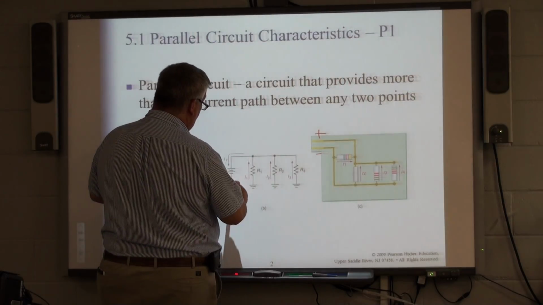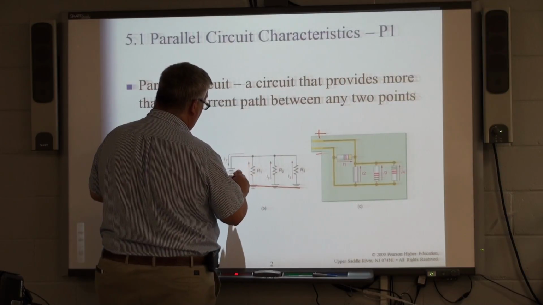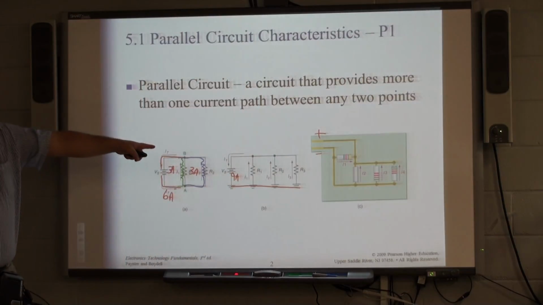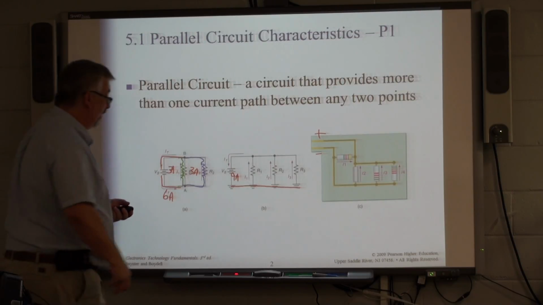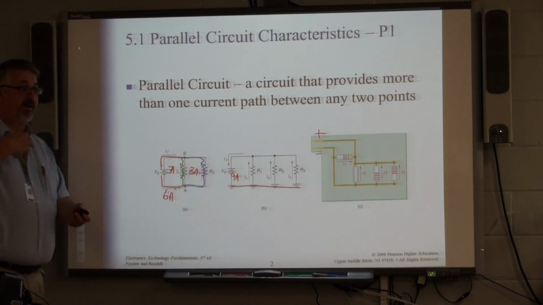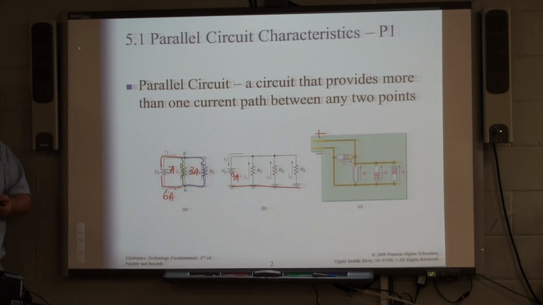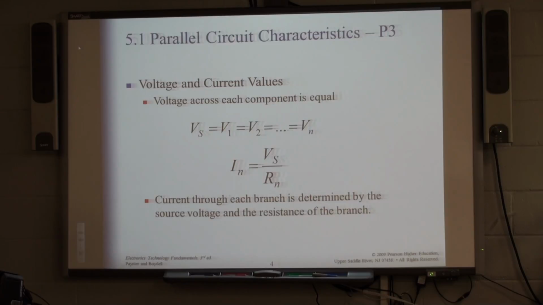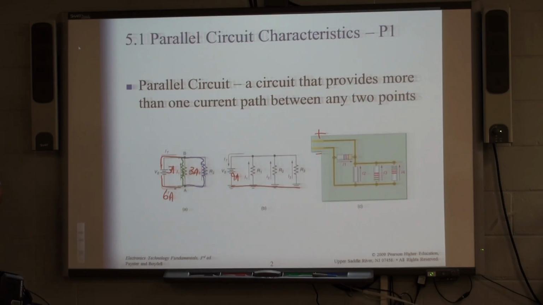If the applied current here was 9 amps, what have I got going through if R1, R2, and R3 were equal? 3 amps, same thing. So again, we can start seeing some things that we can understand about parallel circuits through that. So the sum of the branch currents is equal to the applied total current. The voltage across each component is equal. And again, we're talking about simple parallel circuits.